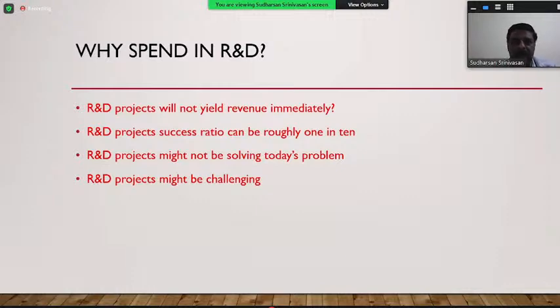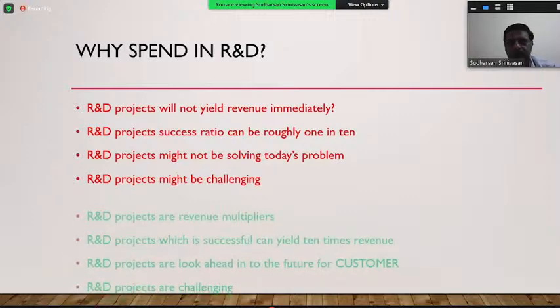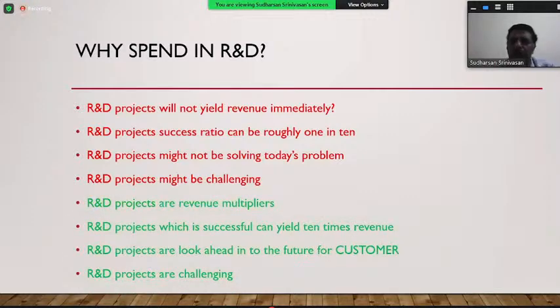So which means if I can't see, it's going to be challenging. R&D projects are like that, because where you have a concept or some requirement, you're working on something that's going to solve a problem for the future. So it will be challenging because you don't have a solution immediately, or you may not see the solution immediately. Then why spend? Let me talk from a business perspective, then from the customer perspective.